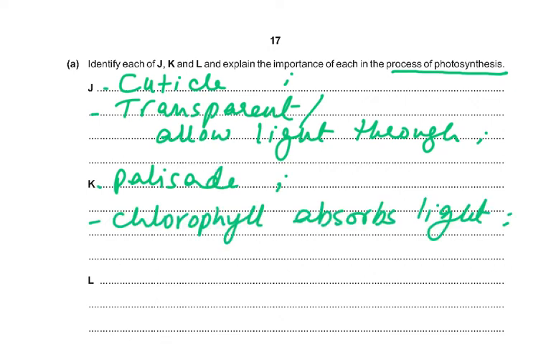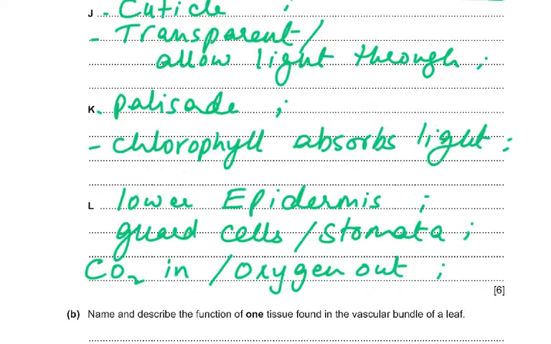Then K were the palisade mesophyll cells, and they have chloroplasts, or you can say chlorophyll. So the chloroplasts contain chlorophyll, and that absorbs light. L was the lower epidermis, and it has the guard cells, or you could have said stomata, and they allow the carbon dioxide into the leaf, and they allow the oxygen to diffuse out of the leaf.